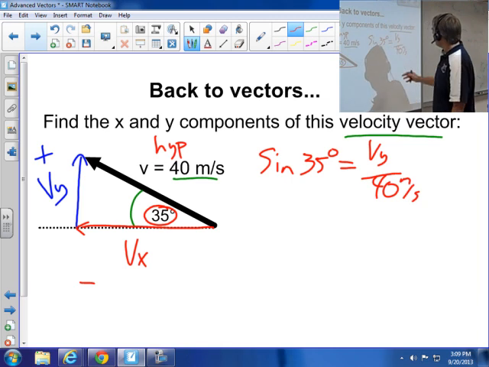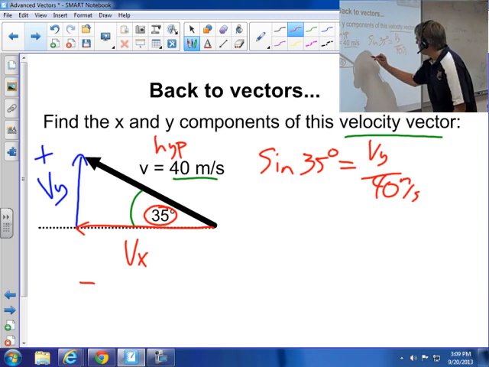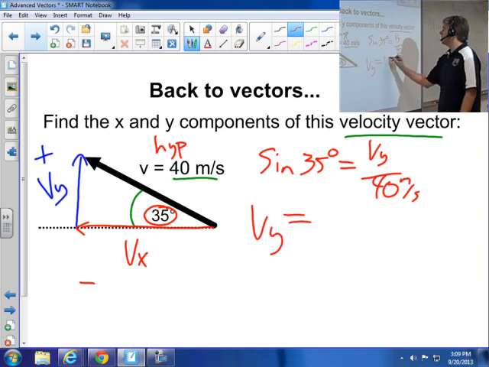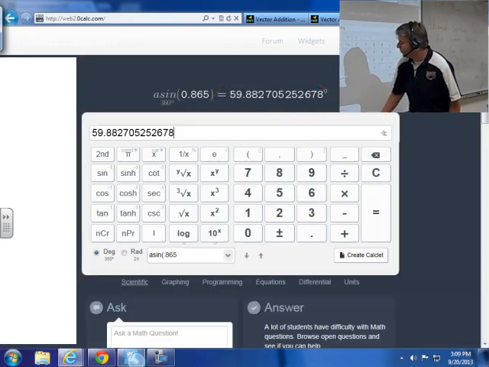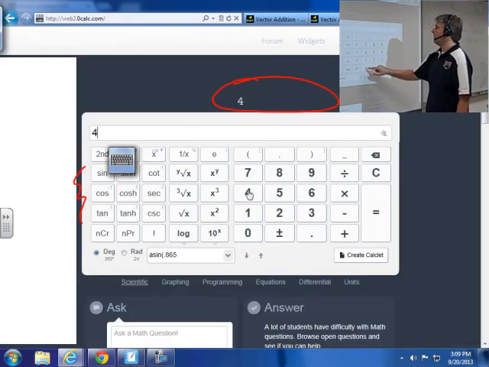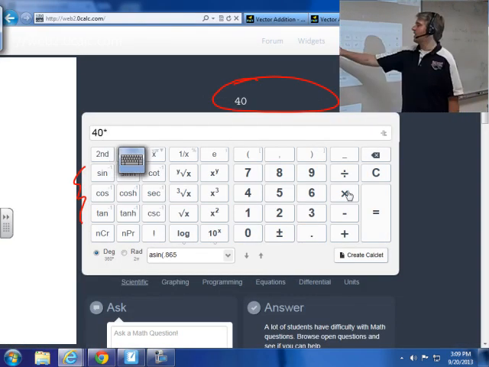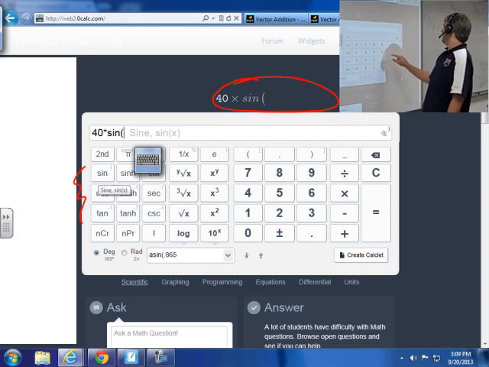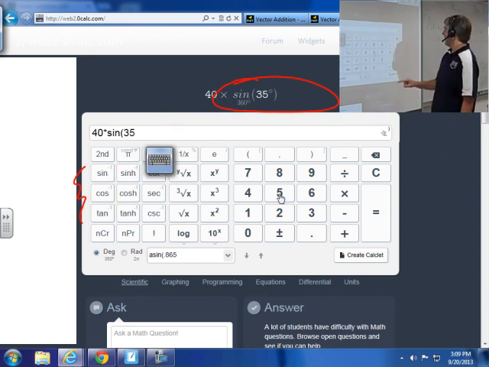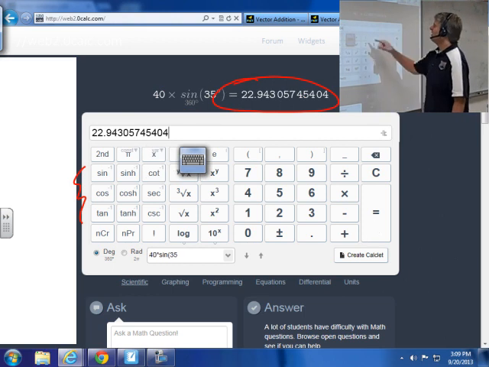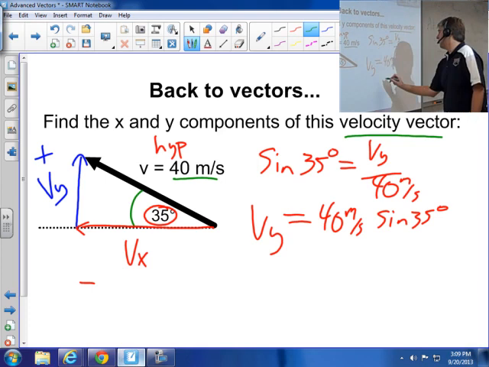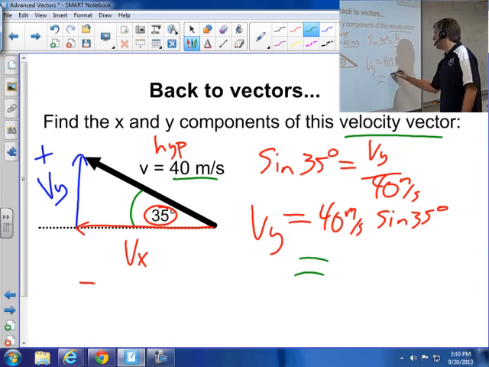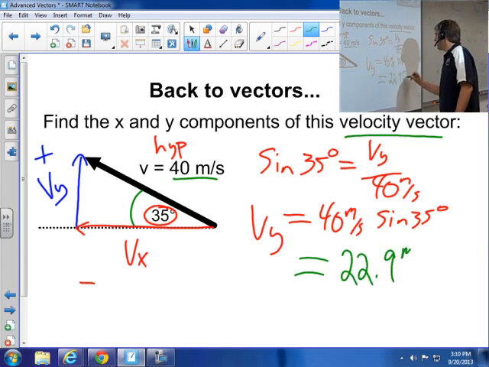meters per second. And now you'll notice I can very easily manipulate this equation to give me Vy equals 40 meters per second times the sine of 35 degrees. And at this point, I can go back to my handy calculator and it will do the work for me. I have 40 times the sine of 35 degrees. Just like that. And if I hit enter, it tells me that the answer is 22.9. So apparently, my Vy, my y component of the velocity, is 22.9 meters per second.